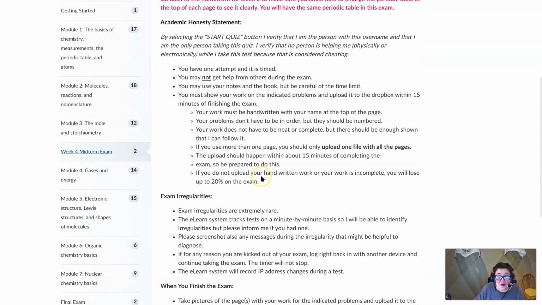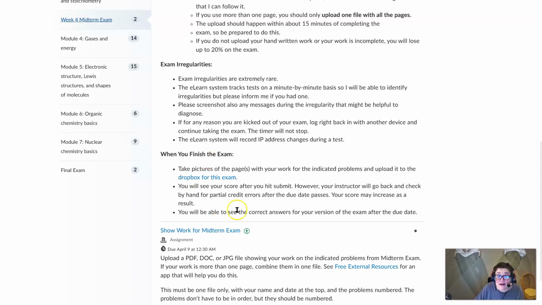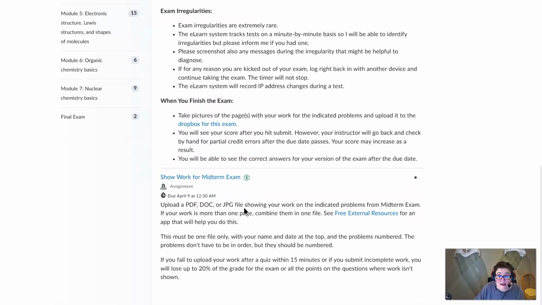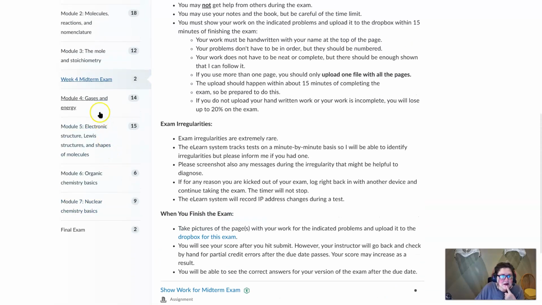It's a good time to read over this information about honesty, academic integrity, any irregularities, and a reminder to upload your work into the Dropbox. And there's our Dropbox for the work. It's also linked on the footer, I think, of the test itself as well.